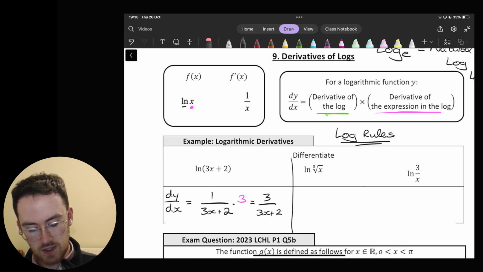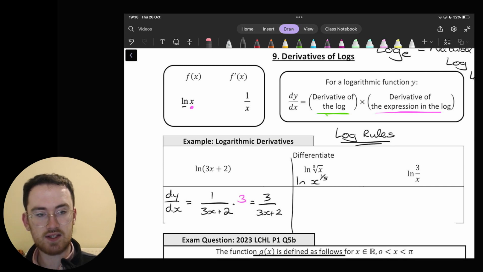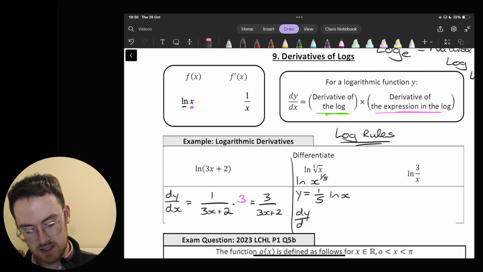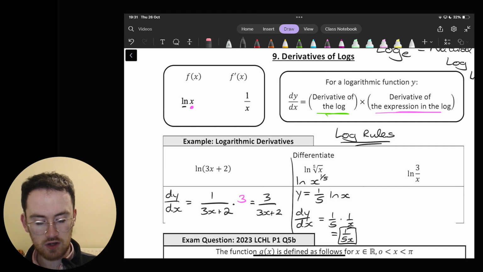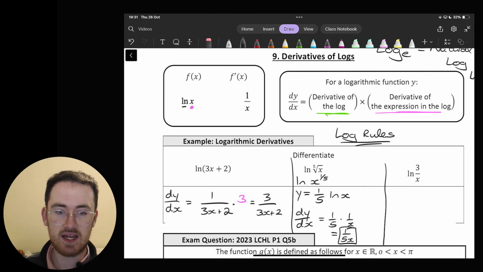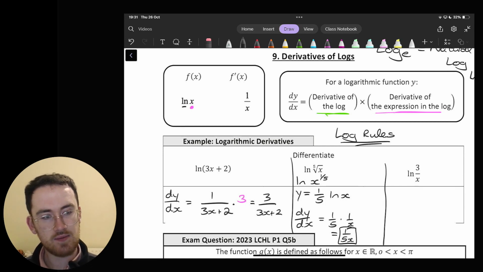To look at the next one, we can make use of one of our log rules and one of our indices rules. So the fifth root is the same as writing it to the power of 1 over 5. And using my log rules, I can rewrite that as 1 over 5 ln of x. And I can then use that to quickly find the derivative, which is 1 over 5 times 1 over x, which is 1 over 5x. Okay? So using your log rules there helps us to simplify it. We can of course do it without using our log rules and we end up at the same answer either way.